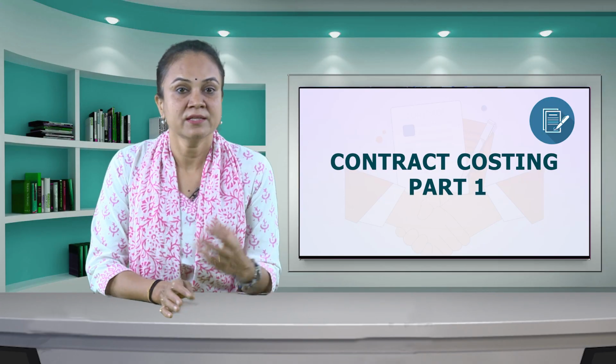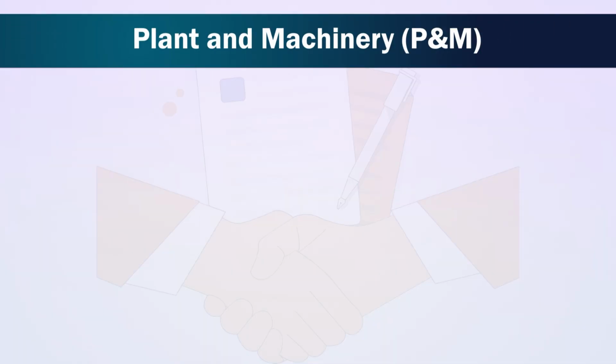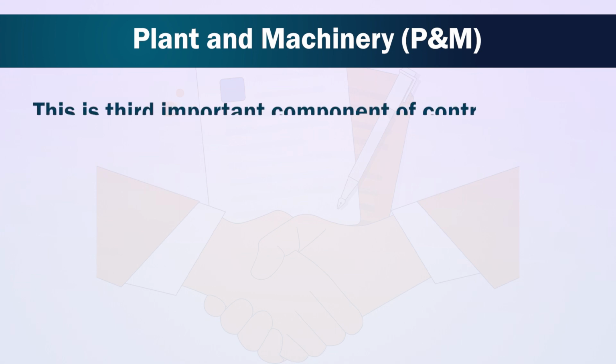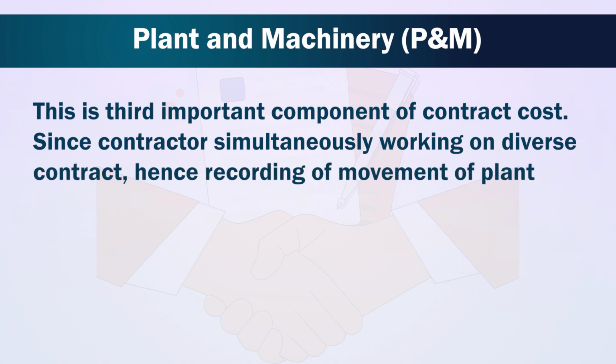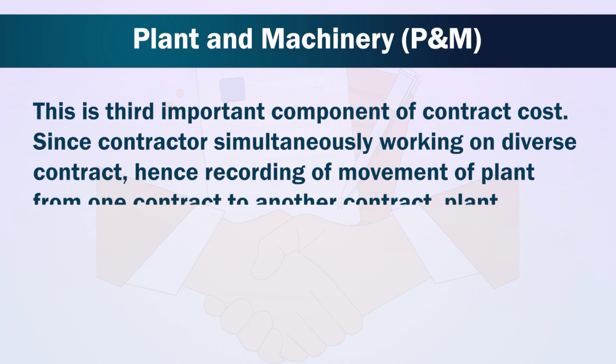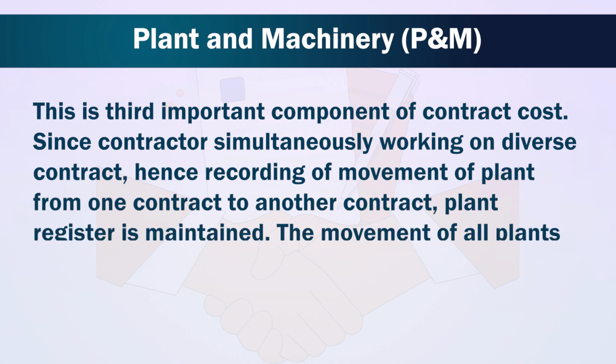Let's understand the next expense, plant and machinery. This is the third important component of contract cost. Since the contractor is simultaneously working on diverse contracts, for recording the movement of plant from one contract to another contract, a plant register is maintained. The movement of all plants is recorded here.